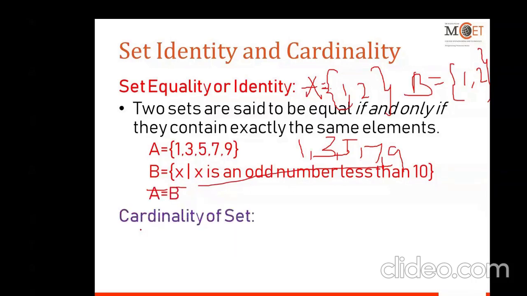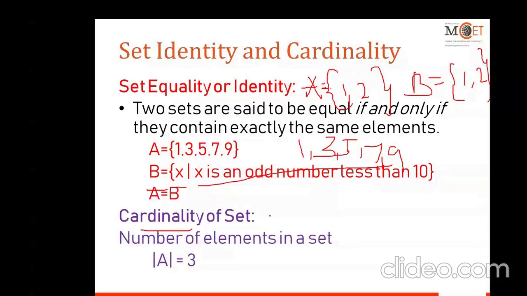Now cardinality of a set means the number of elements in a set. Considering A equal to 1, 2, what is the cardinality of the set? We have to write it like this. The cardinality means the number of elements in the given set, that is, |A| is equal to 2.